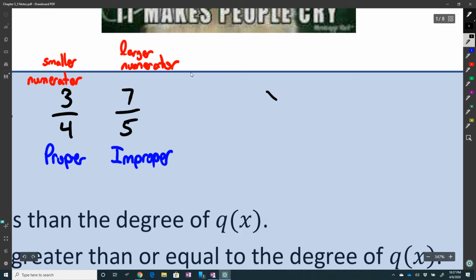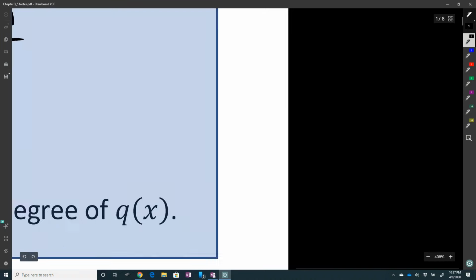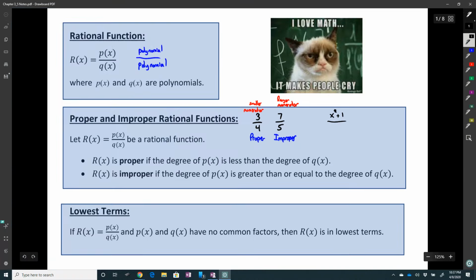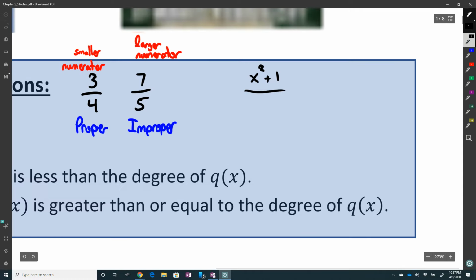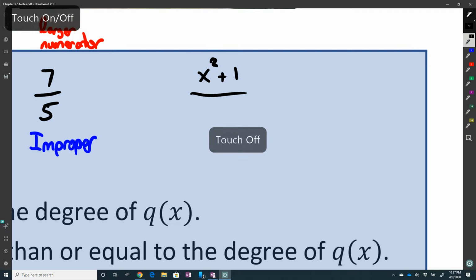Let's say I have x squared plus 1 over, fantastic, 1,250% zoom. All right. I like how I just did a video and it didn't do this at all, and now it's doing it. So no more touch.